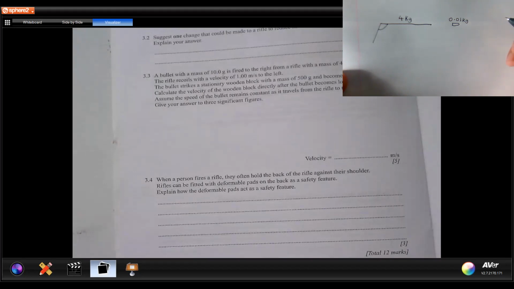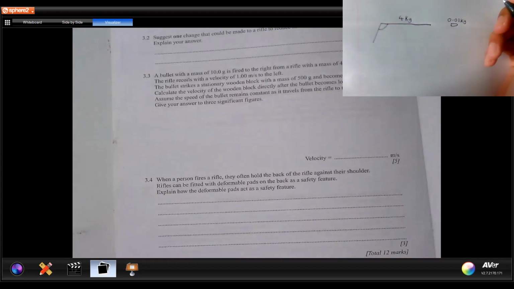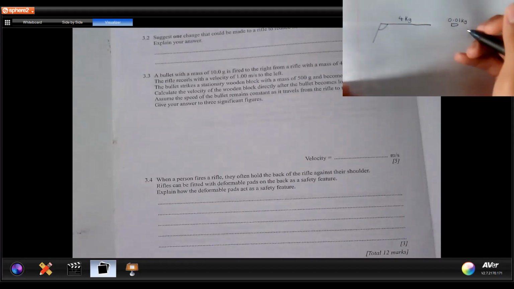Good, well done. I've kind of got the left and right wrong, but does it matter? No, they look correct to me. Oh no, sorry, I didn't see the rifle recoil. I thought that was the bullet that moves to the left. Yeah, it is right. Sorry.